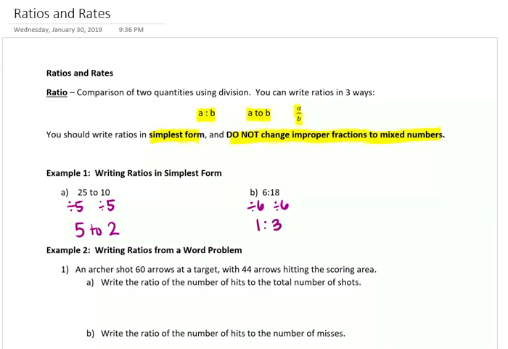What you could also do, if you prefer working in fraction form, is write your original ratios as fractions first. So this would be 25 over 10, this would be 6 over 18, and we know how to simplify fractions. The steps would be the same, it just looks a little bit more familiar. So you're allowed to write it as fractions first if that's easier for you.